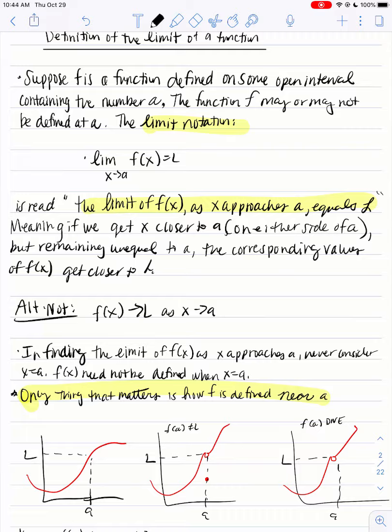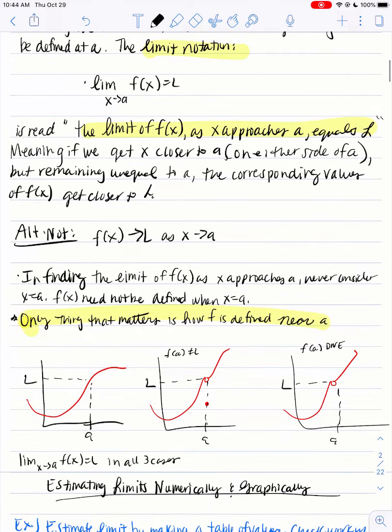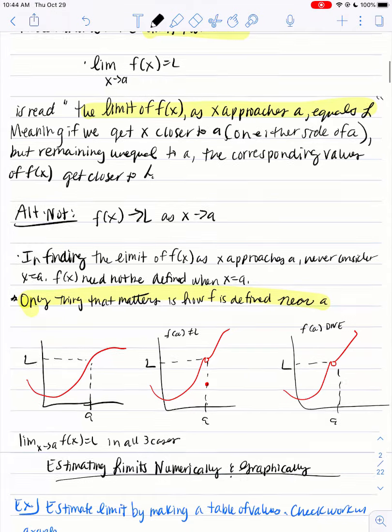In finding the limit of f of x as x approaches a, we don't really consider when x equals a, because f of x doesn't have to be defined when x equals a. It's just like when we're trying to get really close to a but not quite equal to a, basically, is what the limit is. So the only thing that matters is how f is defined near a, but not necessarily at a.